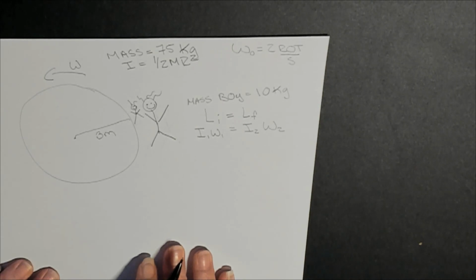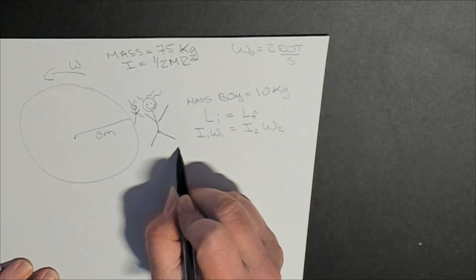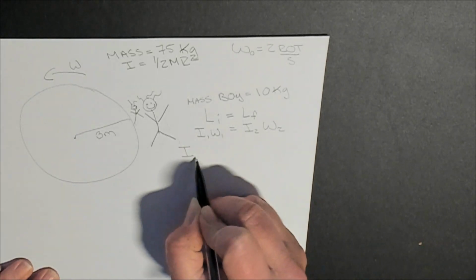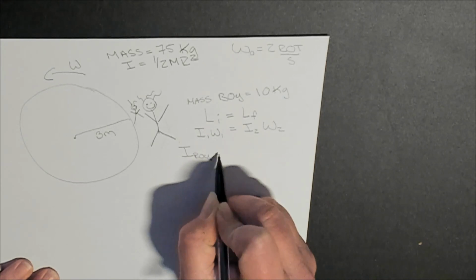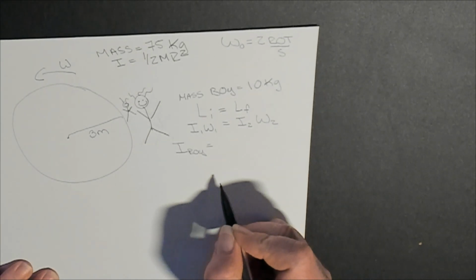So here's the fun thing. We're not going to treat the boy's mass or his inertia as any kind of shape that we need to do anything with. We can treat the inertia of the boy as a point mass, not a point particle, but a point mass.